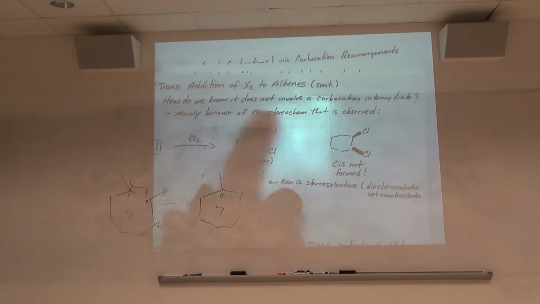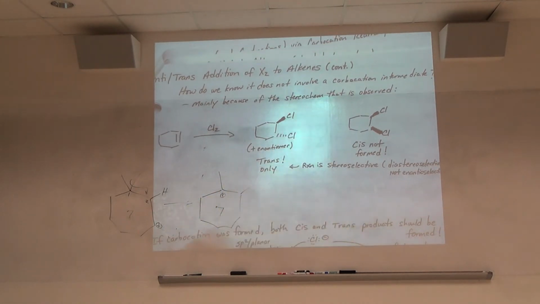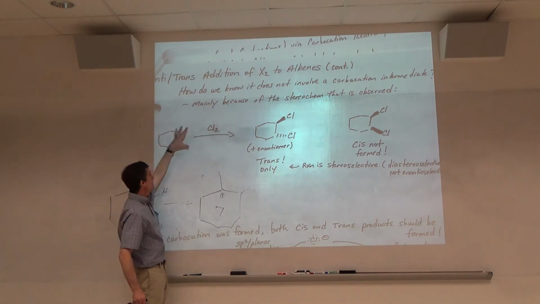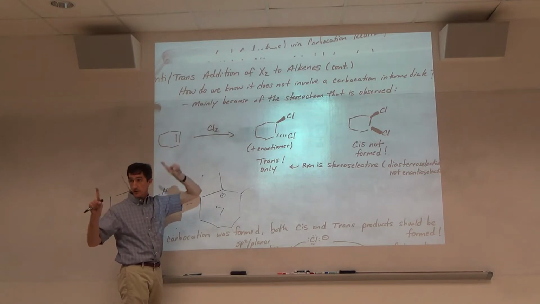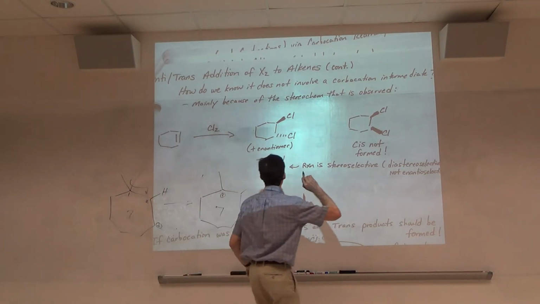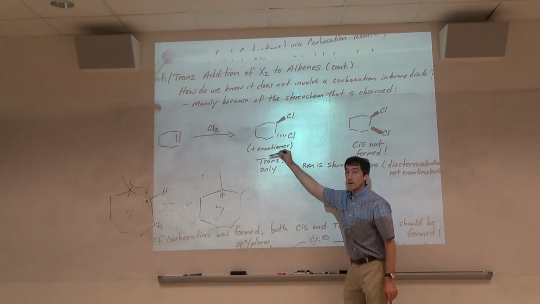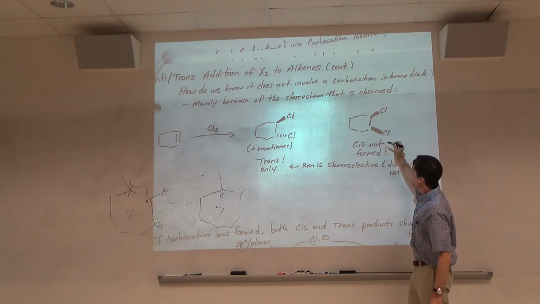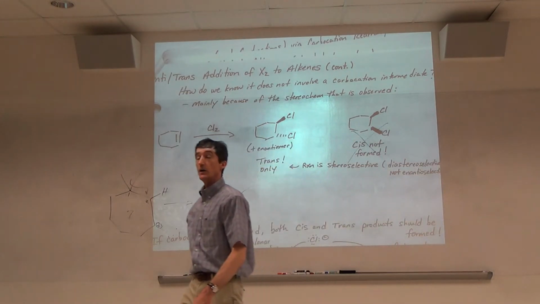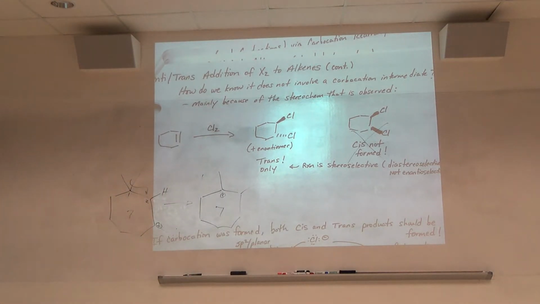How do we know it does not involve a carbocation? Mainly because of stereochemistry. For example, if you take cyclohexene and react it with chlorine, you add two chlorines across the pi bond, one to each carbon. But we know you only get trans. You do not get this. That's not formed. So our mechanism has to account for that and explain why we don't get that.